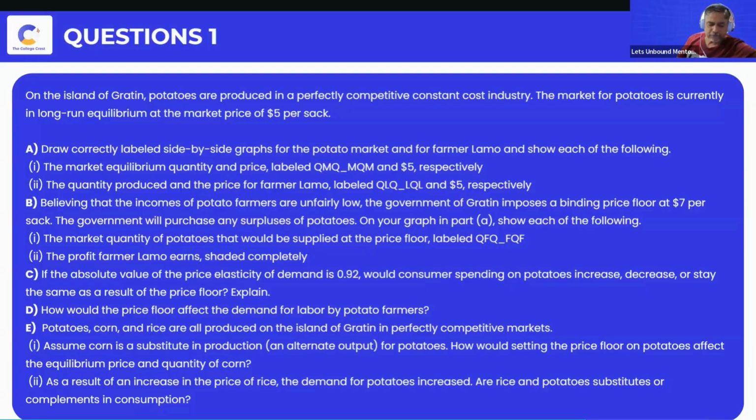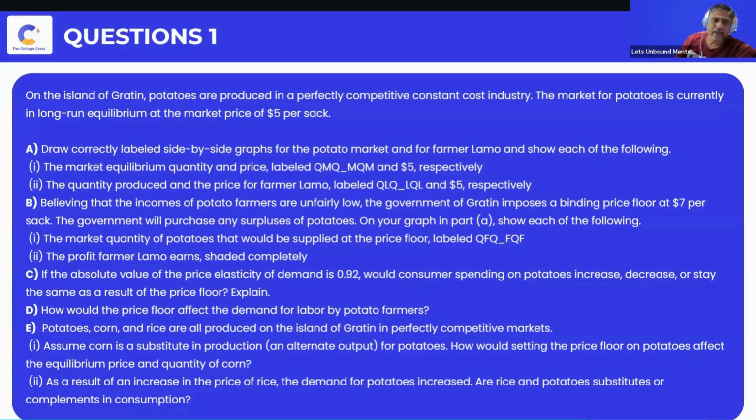Again, you will have to draw this graph corresponding to the condition given that the government will impose a binding price floor. So introducing a price floor on the graph is what you would be required to do here. And that again is a question where you will have to draw that horizontal line of price floor, and accordingly you will show the changes in supply, etc., on the graph.